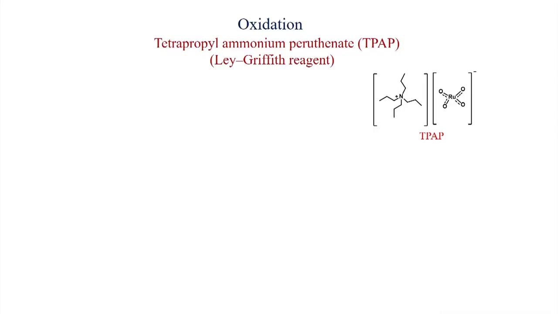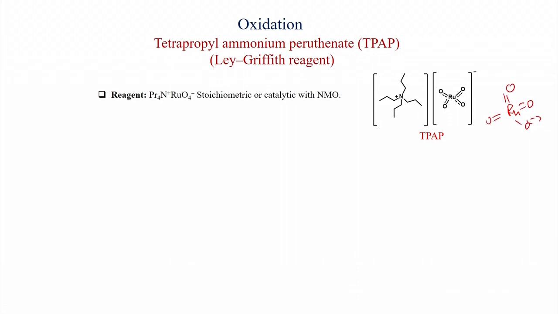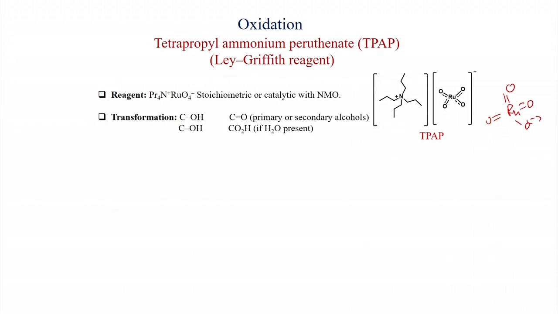So, TPAP, which is tetra-propylammonium perruthenate, is also called Ley-Griffith reagent, and as you can see in the structure, the tetra-N-propylammonium salt is there. And ruthenium is in the plus 7 state, so this is perruthenate, and it can be used in stoichiometric or catalytic amounts with N-methylmorpholine N-oxide, and generally it converts primary or secondary alcohols to the carbonyl compound.